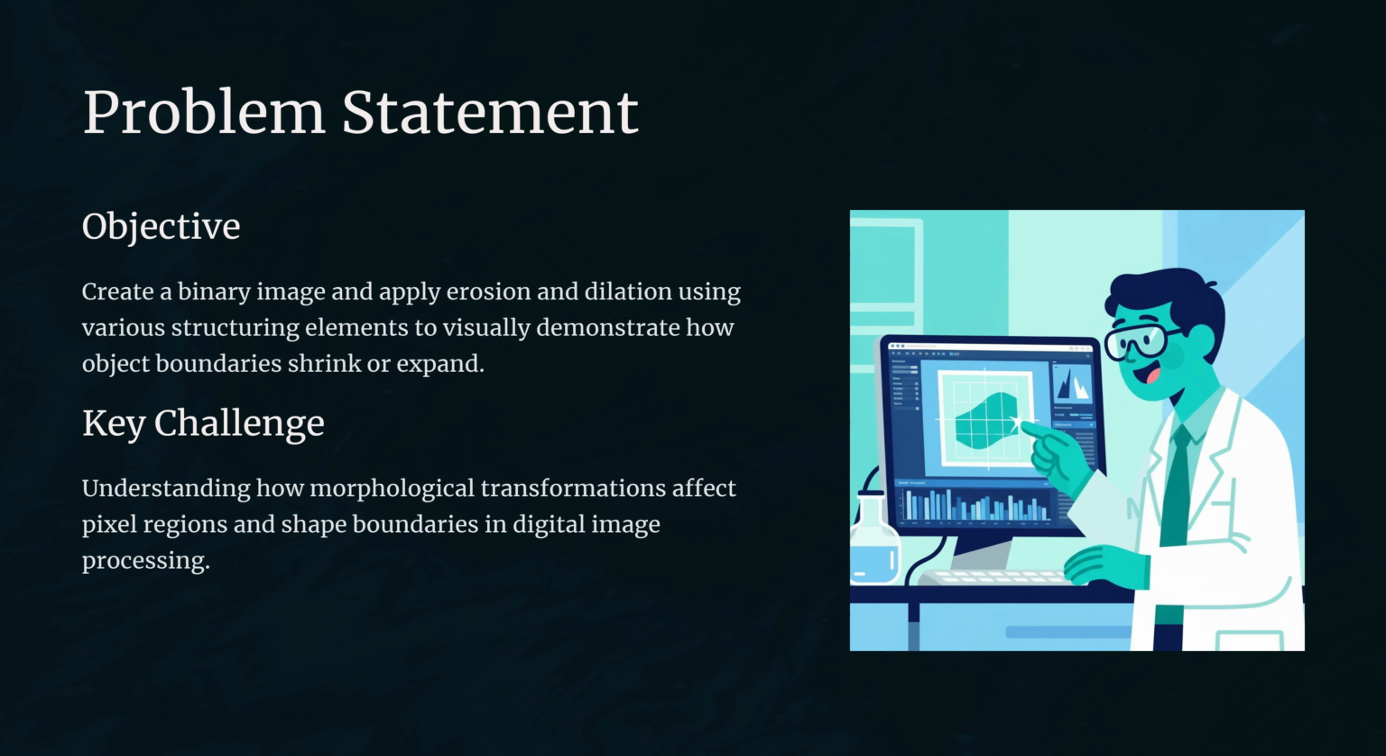The objective of this experiment is to create a simple binary image like text or symbol and apply erosion and dilation using various structuring elements. We'll then visually show how object boundaries shrink during erosion and expand during dilation. This helps us understand how morphological operations change shapes in image processing.